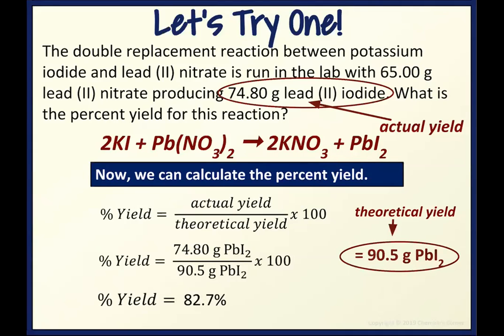Listen to me very, very carefully. Percentages have no units. The percent is the unit. Look at the step right above the percentage, 74.80 grams of lead iodide over 90.5 grams of lead iodide. The units cancel each other. They go away. There are no units except percent. So our answer is 82.7%.